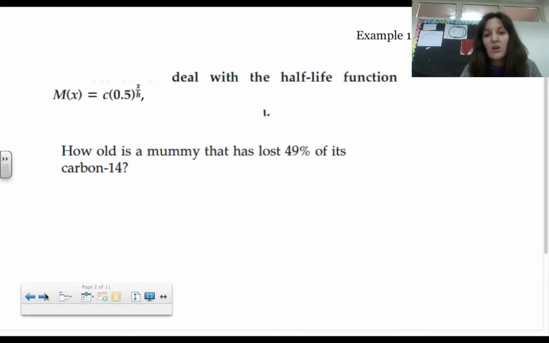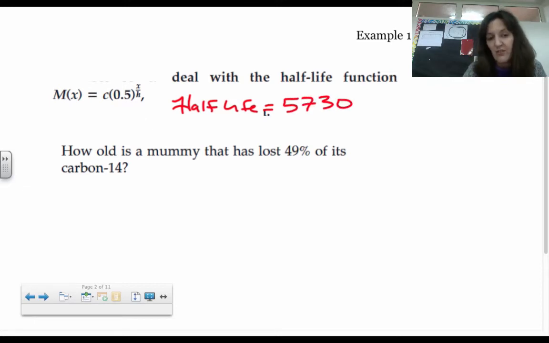Here we go. So we're going to deal with the half-life function, m of x equals c times 0.5 to the x over h. Now, the half-life of carbon-14, you have to know this, so you can't solve it, it's 5730. Now, it says, how old is a mummy that has lost 49% of its carbon-14? Now, we don't know what the carbon-14 that we started with was, and that's actually just fine. We don't need to know that.